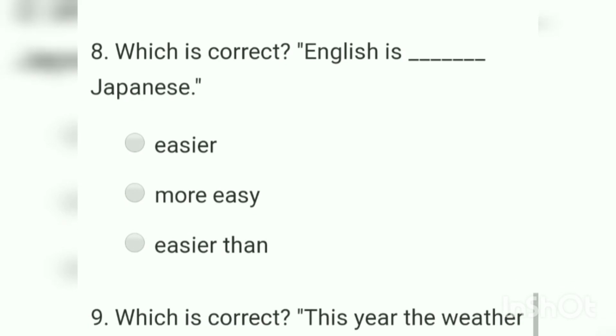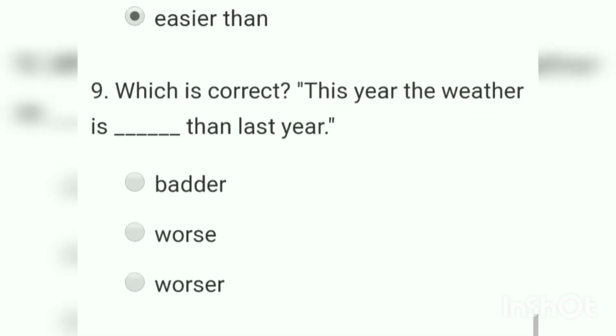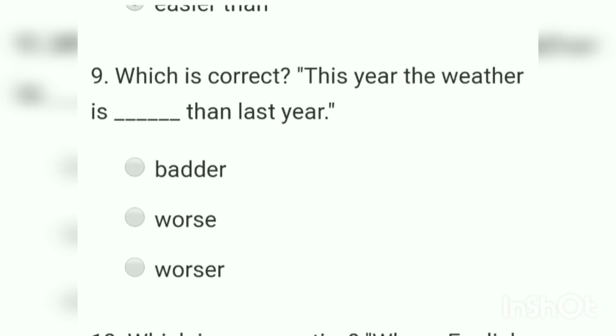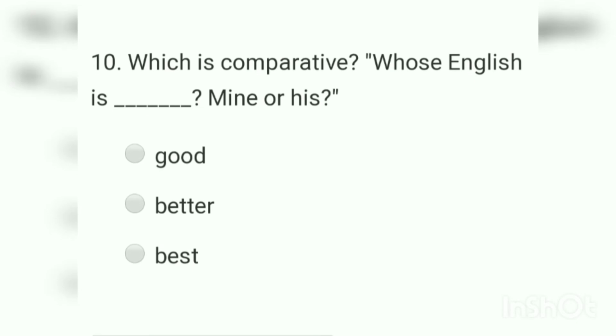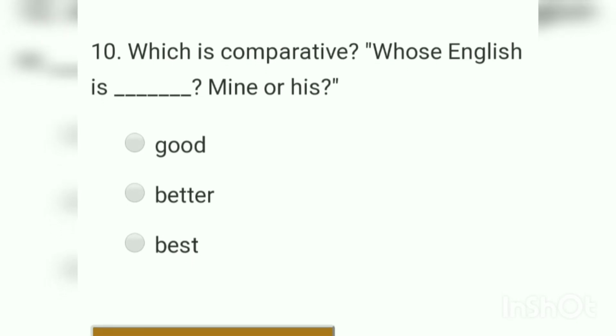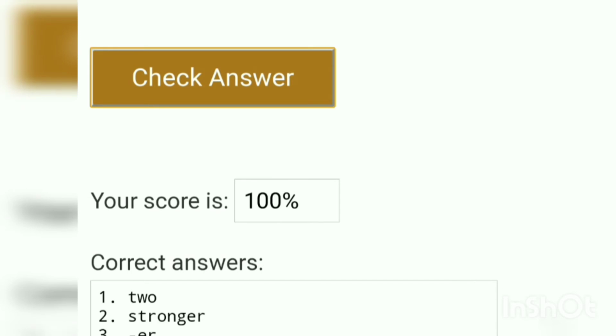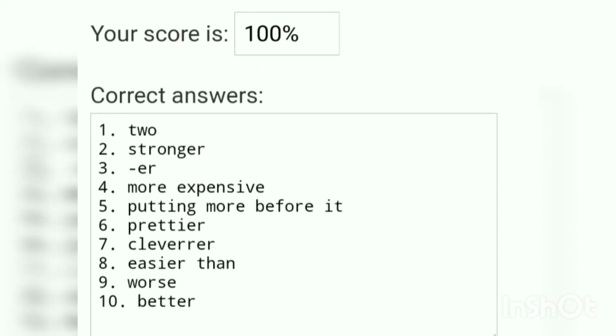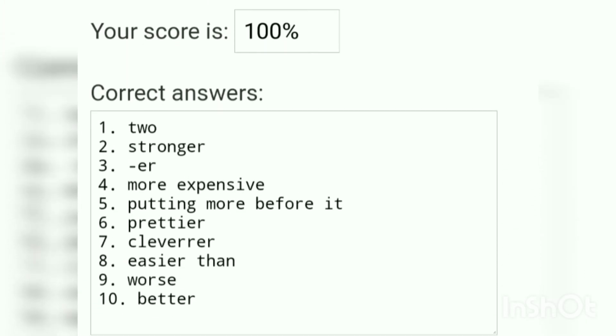Which is correct? English is dash Japanese, easier than. Which is correct? This year the weather is dash than last year, worse. Which is comparative? Whose English is better? Check answer. Okay. Now check your answer. If you got it wrong, you can do the necessary corrections. Okay, children?